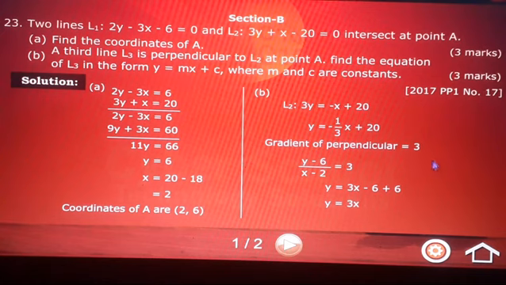Now, we have the gradient and the point where it passes, so we take another arbitrary point (x, y). This therefore becomes y minus 6, because this is our point, all over x minus 2, is equal to 3. By cross multiplication, y is equal to 3x minus 6 plus 6. Therefore, our equation becomes y is equal to 3x. That is part B of that question.